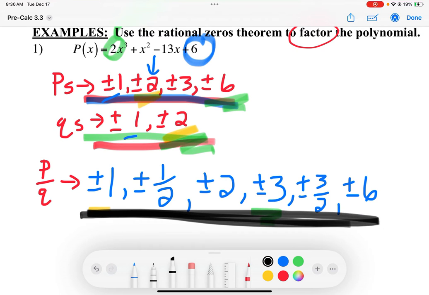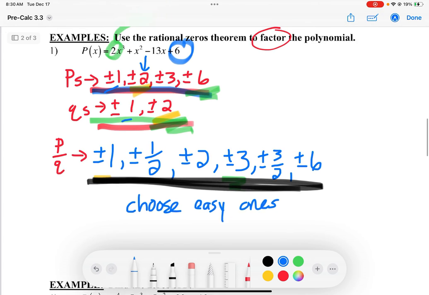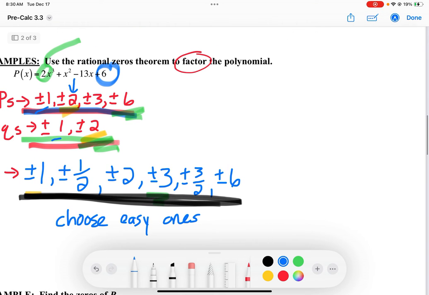Okay, so our list is longer here. So what I'm going to do is start by choosing the easy ones. You want to make a little note there: choose easy ones. What I mean is I'm not going to pick 1/2 and 3 over 2 until I have to, because those numbers aren't easy to work with. So there's kind of a shortcut to writing this. You don't have to write a box over and over and over again.